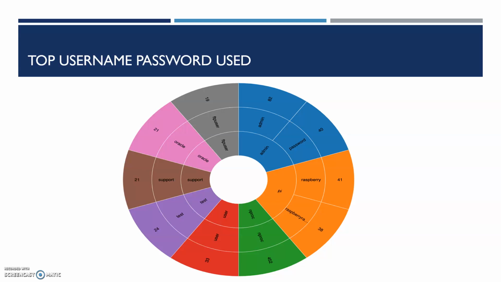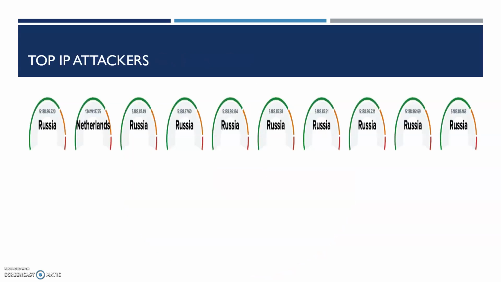Now, the top usernames and passwords used by the attackers. No surprise, we have here nproc, which was used 452 times. We also have admin, which was used 82 times. We also have support as a username and password, support as well, which was used 21 times. Now we see on a daily basis people use really easy passwords, which puts their network and their data at risk.